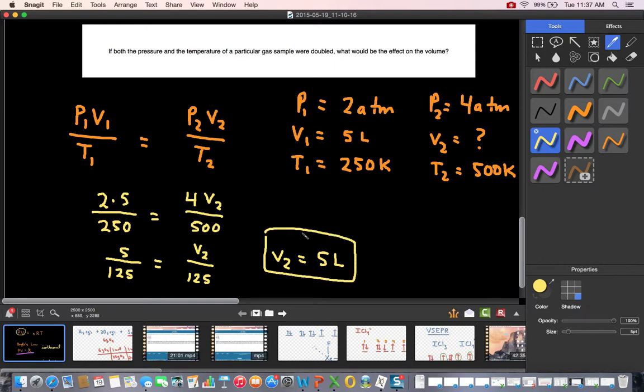Another way, and this one's going to be a little bit more algebraically intensive, rather than saying V2, I could say 2 times V1. And instead of saying T2, I could say 2 times T1. Notice what happens. The V1s, they're on both sides of the equation. They're both in numerators. They cancel. The T1s, they're both in denominators on both sides of the equation. They cancel.